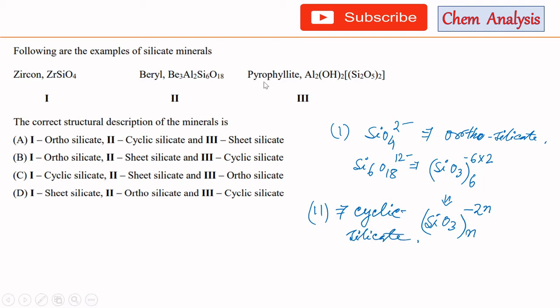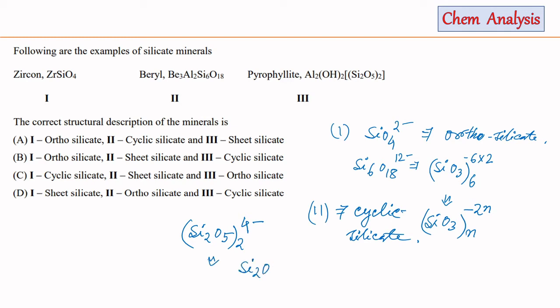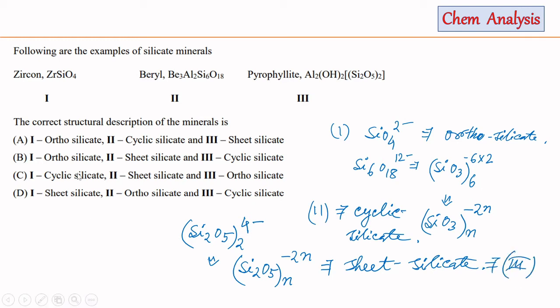And for the third option, that is pyrophyllite, it is Al2(OH)2 Si4O10, so the silicate part we can write like this, (Si2O5)2 4-, since the charge for this silicate part will be 4-, since aluminum is +3 and OH is -1, so the net charge upon the Si2O5 unit will be 4-. And we can also write it like this, (Si2O5)n 2n-. That means it is a symbol for sheet silicate, that is 3 is for sheet silicate. Therefore we can see that 1 is orthosilicate, 2 is cyclic silicate, and 3 is sheet silicate, and option A is the correct answer.